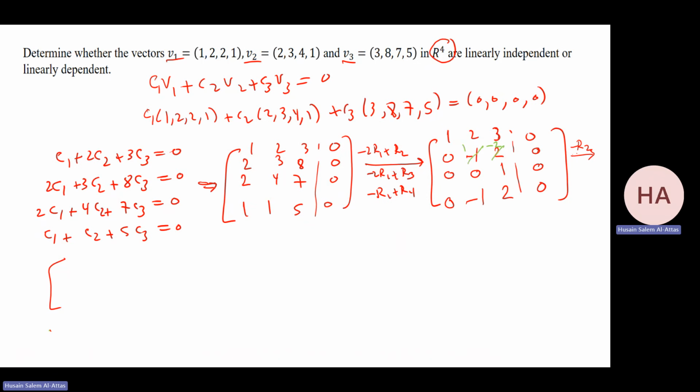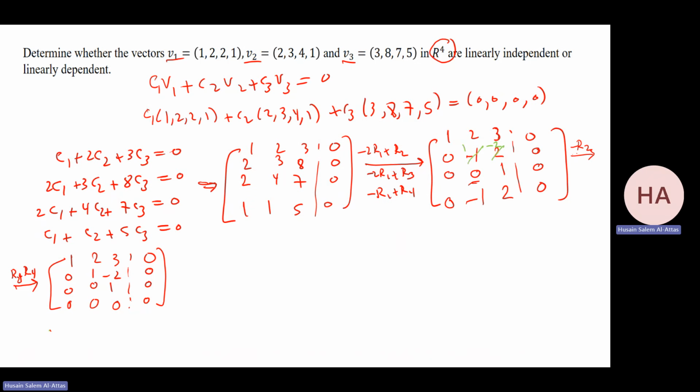Now, after that, I'll multiply the second row by minus 1 and add it to the fourth row, because this is already 0. No need to worry. I have 1, 2, 3, 0. 0, 1, minus 2, 0. This is 0, 0, 1, 0. Multiply by 1 and add, that will be 0. Multiply by 1 and add, that will be 0 too. And this would be 0.